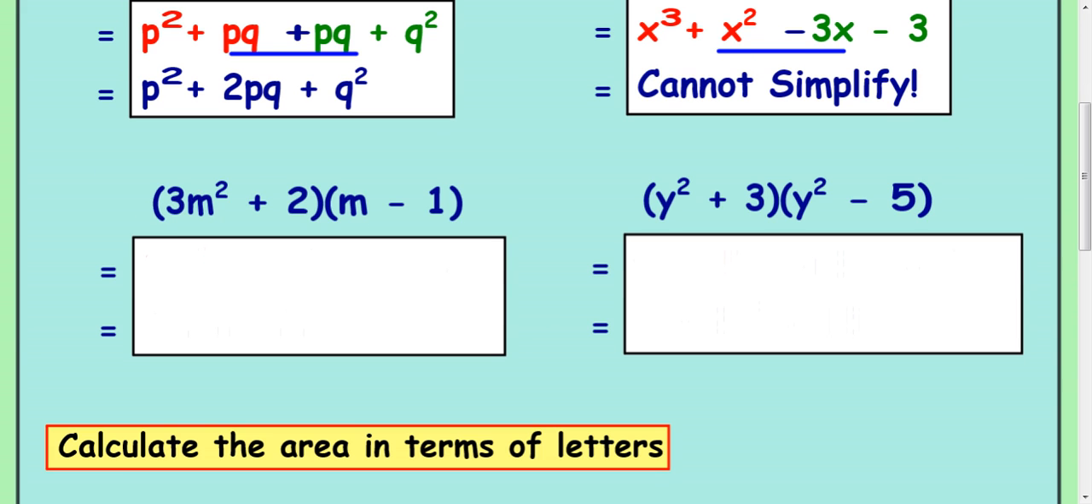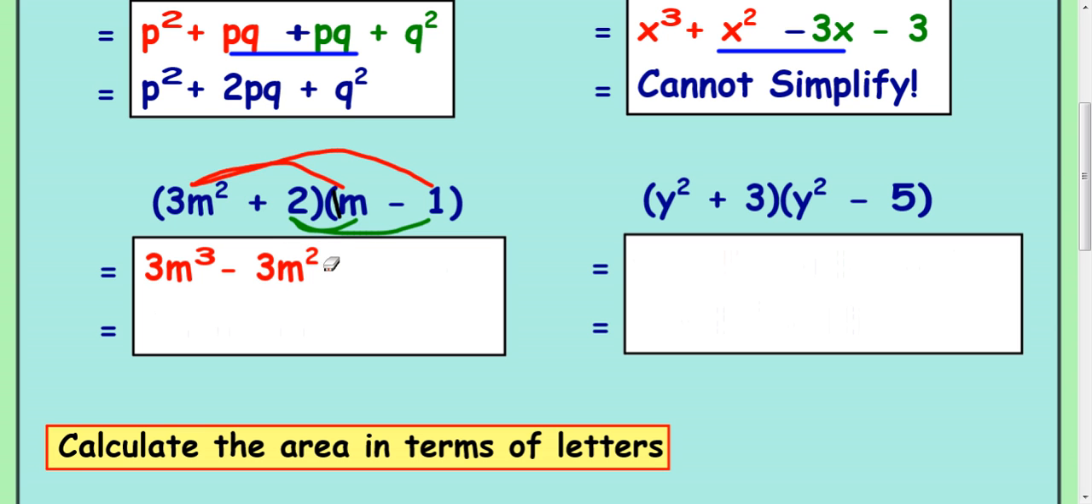So we've got 3m squared plus 2 times m minus 1. Again, I'm going to just draw my wee lines in, probably badly with a mouse, but you'll be much better with your pencil. And 2 times m, 2 times negative 1. Right, so same as before, just treat this m as a 1m. Do the numbers first. So I'm doing 3m squared times 1m. 3 times 1 is 3. M squared times m is m cubed, so that goes to 3m cubed.